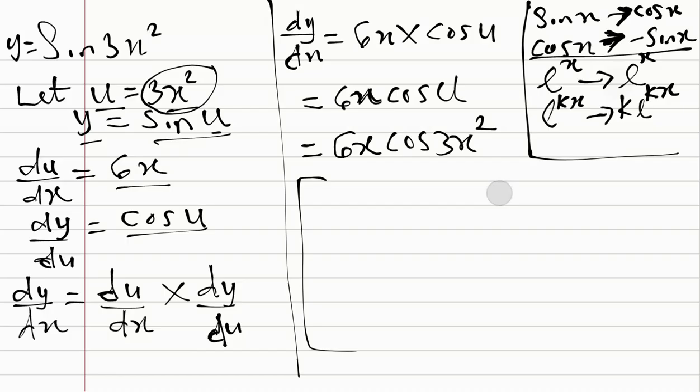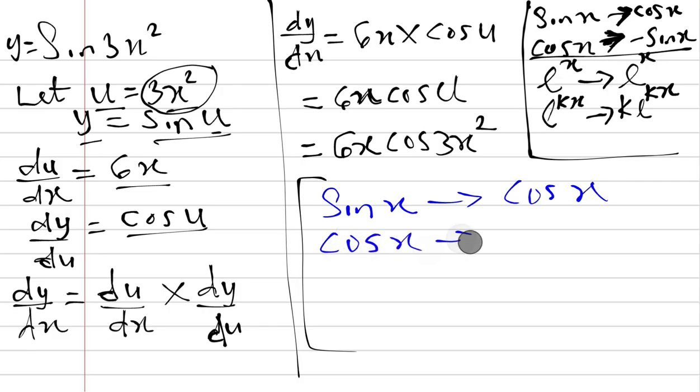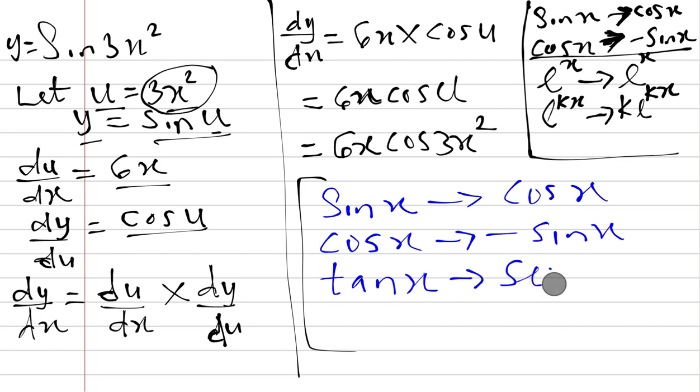I gave you a new rule: if you differentiate sine x, what will you get? Cos x. If you differentiate cos x, you will get minus sine x. And if you differentiate exponential x, you will get exponential x. But there is still one I didn't say. Under this trigonometry, there are three. If you differentiate tan x, you are going to get sec squared x. Are you seeing that now?